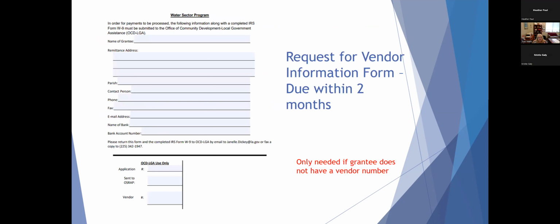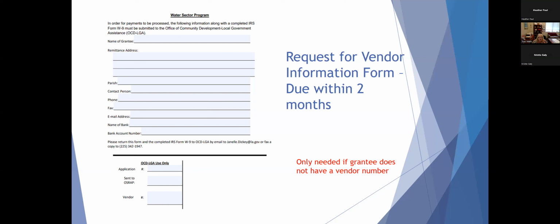The next form is a request for vendor information form. This form and the next form is only needed for systems that do not currently have a vendor number, or that we do not currently have a vendor number for you. So I think that of the awards that we just made, there were only a couple of the systems that will have these 2 items listed in your grant conditions. If you did not have this item listed in your grant conditions, then you don't need to do it.